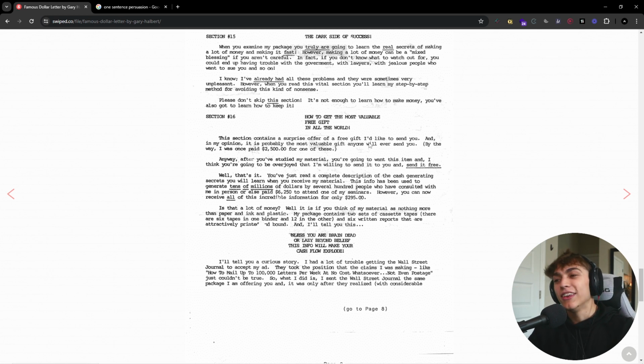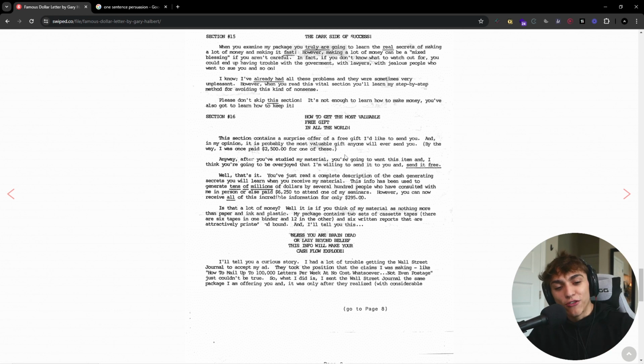And this line right here is so good. By the way, I was once paid $2,500 for one of these. By tying a dollar value to it, you now look at whatever information he's about to explain to you or is withholding from you as valuable as $2,500. So you look at it as very valuable information. You will probably do more than you would on average to try to understand what it is, which is what makes people act.